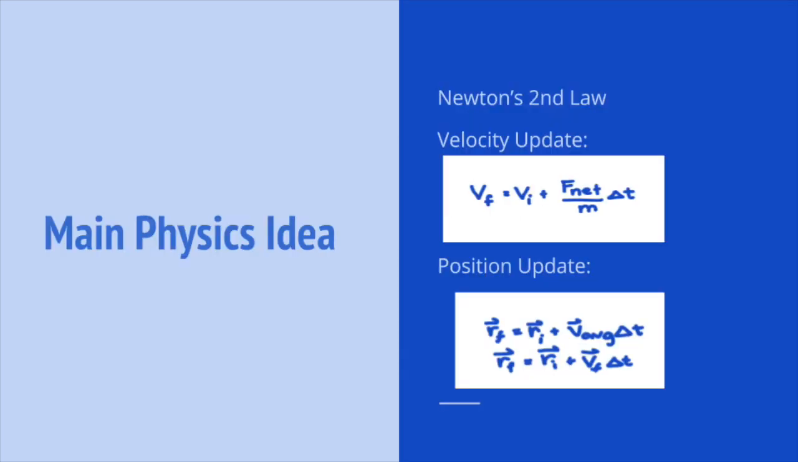Our most important physics ideas are the velocity update formula and the position update formula, which are derived from Newton's second law. We find VF equals VI plus F net over M delta T, and the position update as RF equals RI plus V average delta T.